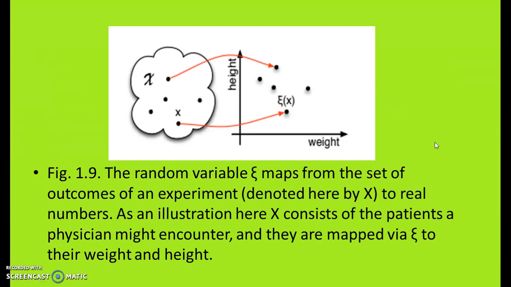Let's consider an example where we have a variable called sigma that maps from the set of outcomes of an experiment, denoted here by x, to real numbers. In this illustration, x consists of patients a physician might encounter, and they are mapped via sigma to their weight and height. This is one example that we are taking, wherein we are considering the height and weight of a patient which the physician might encounter.